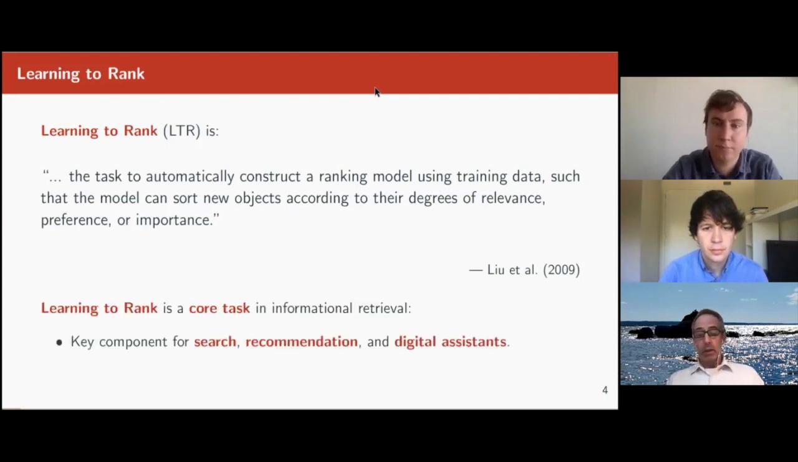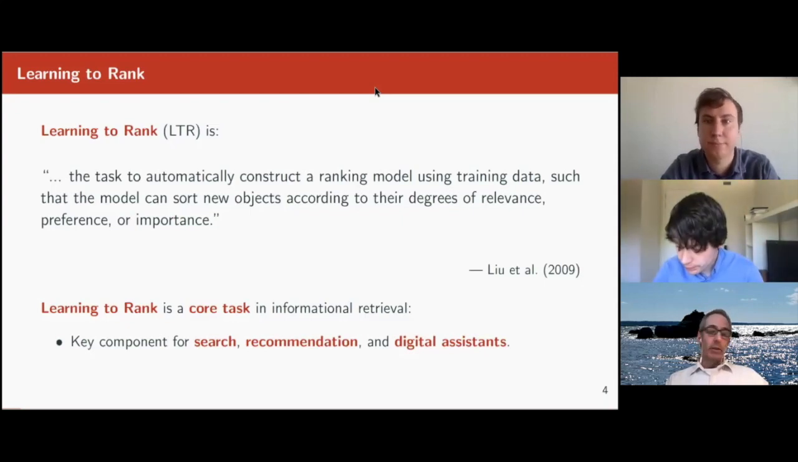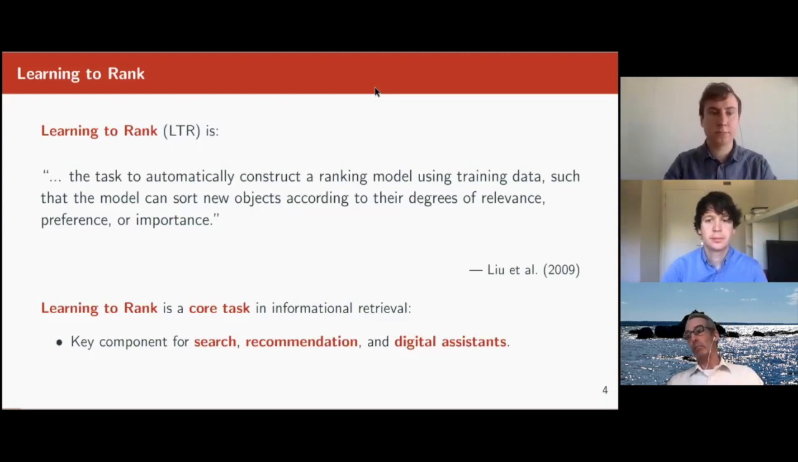Learning to rank is a core task in many areas in information retrieval, in search, where you would rank, say, suggested queries or documents, in recommendations, where you might rank individual items for people to consume, or baskets of items, or sequences of items, and in digital assistants, where you might rank responses or even types of response. So should we prefer a textual response or a visual response, or should we opt out altogether if we're not sure about the top ranked results?